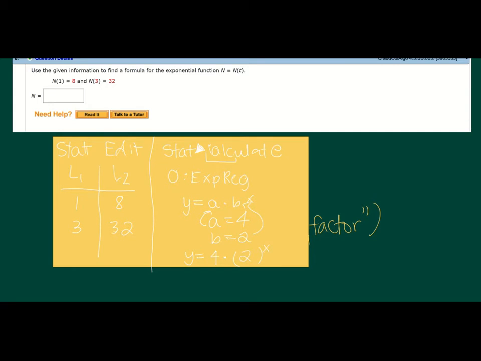Now, they did not give us information in y and x. We had to change the information into y and x in order to let the calculator do the work. So your job at the end of the problem is to go back to n and t. Our y value is an n value, y's are n's, x's are t's. So let's make those changes. N of t, or just n, is equal to 4 times 2 raised to the t power. Once you have everything in terms of n and t, you can just type this into your function answer box at the top: 4 times 2 raised to the t power.